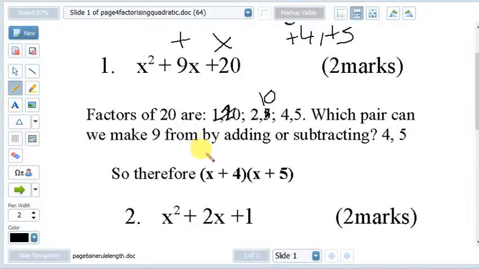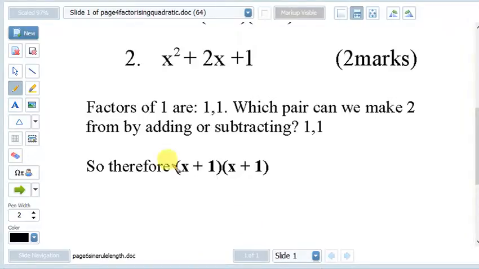So therefore what we do, first step, we put our x's in with our brackets, and that's just expanding double brackets, which you'll have done before. So basically you put your two x's in, and then you put your two numbers, plus 4 and plus 5.